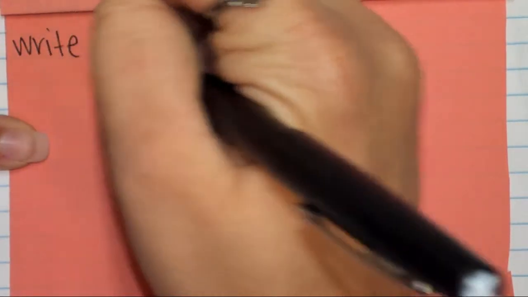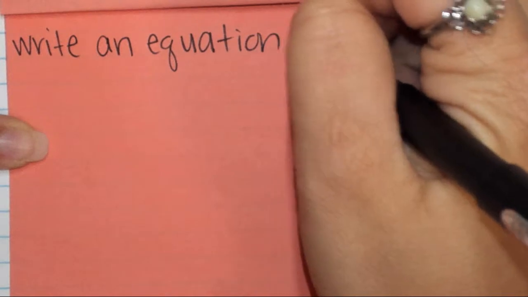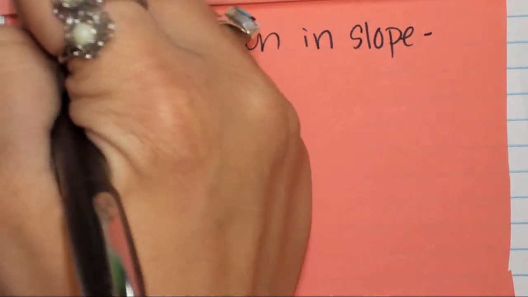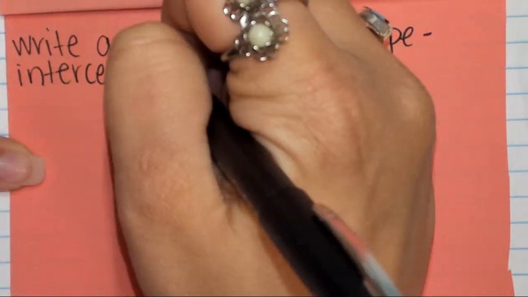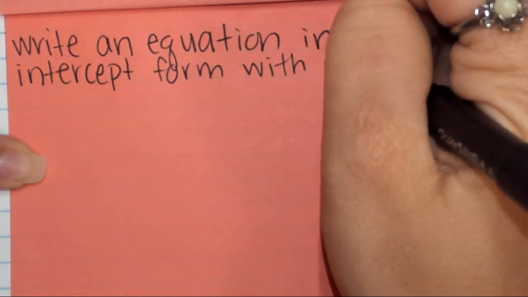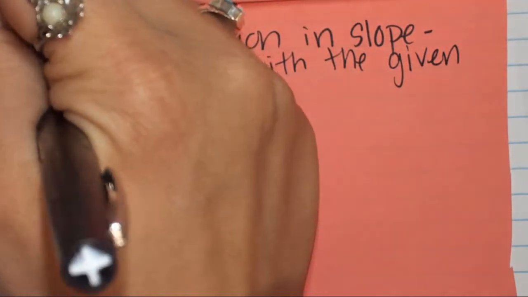We have x and y, but we're missing the slope. Do we know how to find slope? Yes. We do, because we have the slope formula. So, the directions say, write an equation in slope-intercept form with the given information.